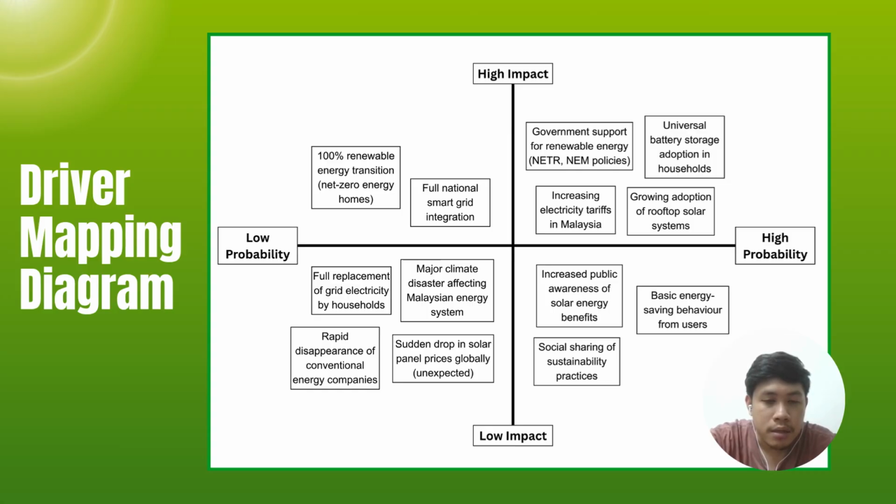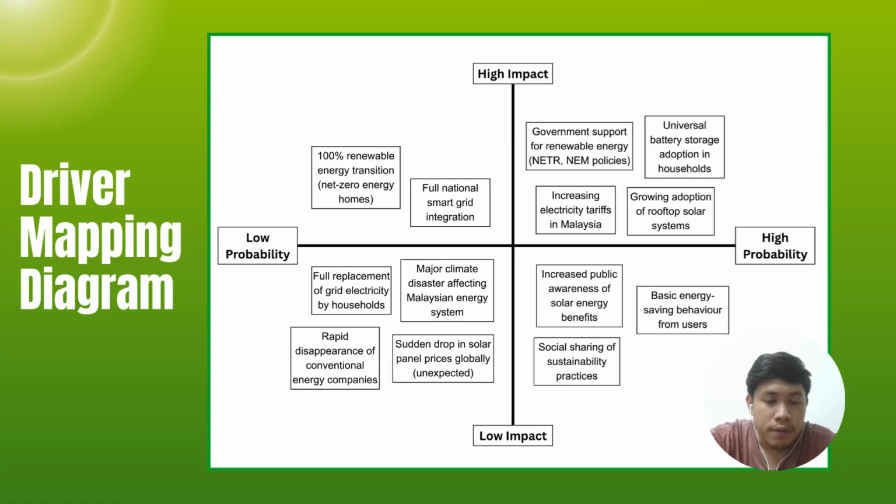And lastly, in the bottom left section, we have low impact and low probability events. So these are highly unpredictable scenarios that carry very low strategic value for our proposed system. So this space includes wildcards like a sudden unexpected drop in global solar panel prices, or the rapid disappearance of conventional energy companies. So these events will most likely not happen, but there is a probability that they will happen.